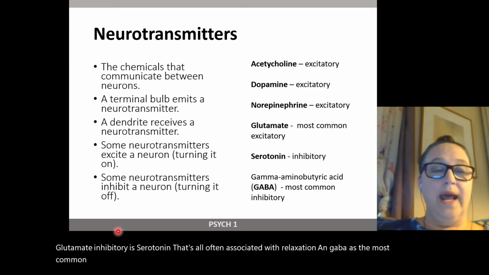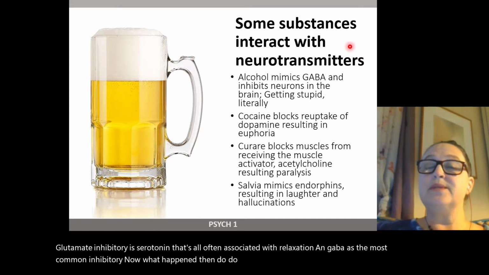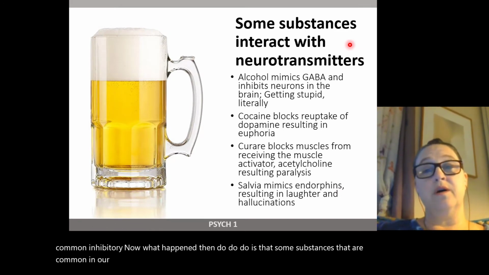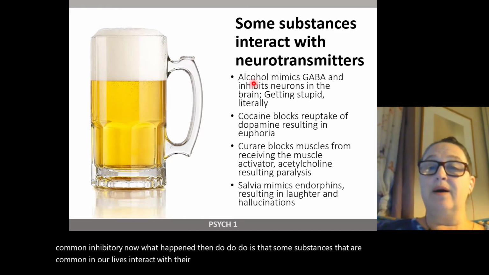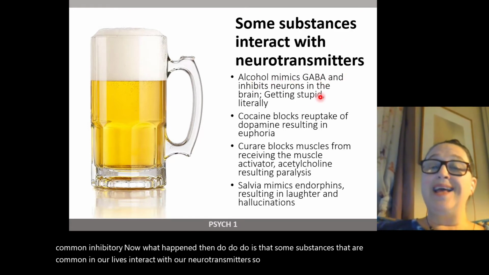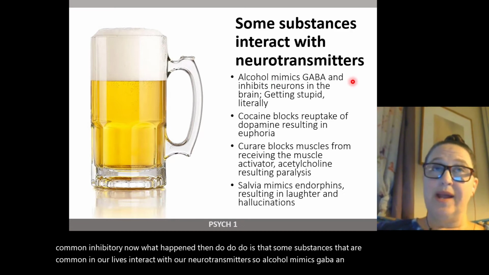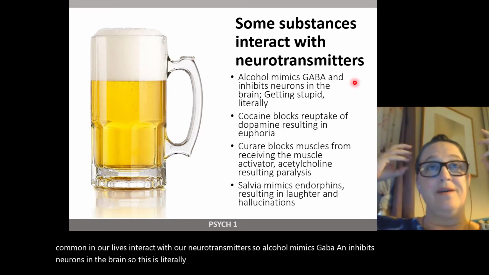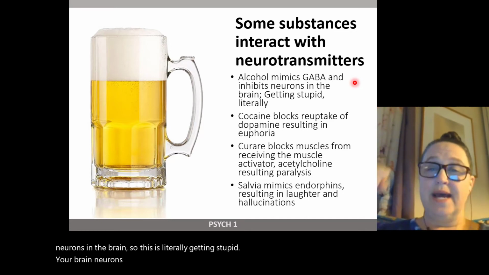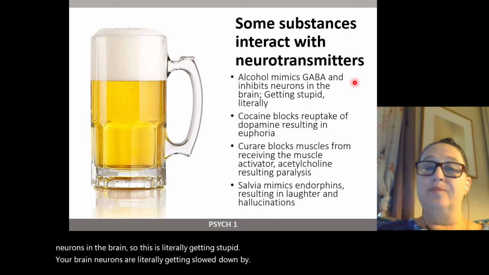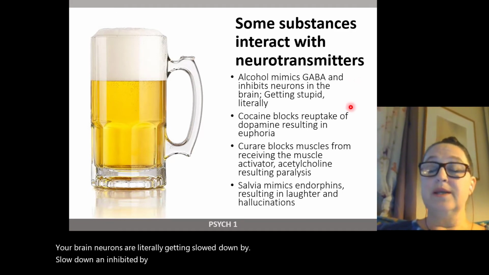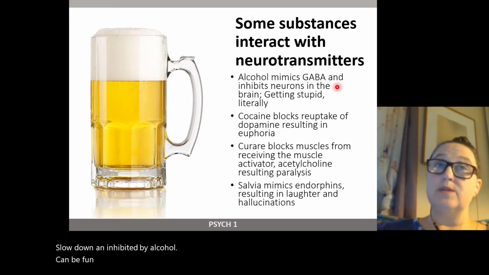Now, what happens then is that some substances that are common in our lives interact with our neurotransmitters. So alcohol mimics GABA and inhibits neurons in the brain. So this is literally getting stupid. Your brain neurons are literally getting slowed down and inhibited by alcohol. Can be fun to get stupid, but it's getting stupid nonetheless.